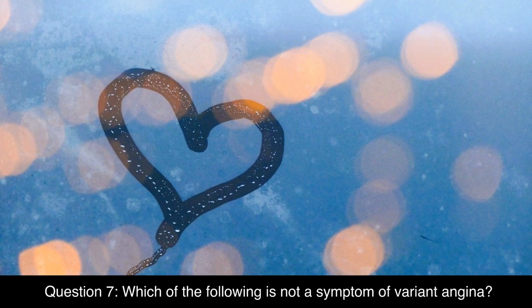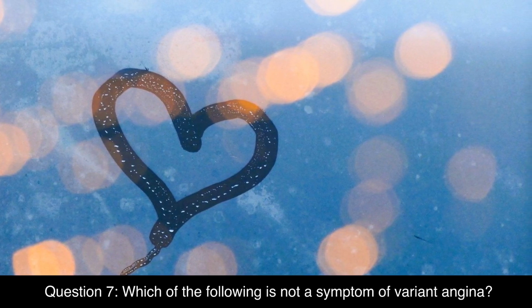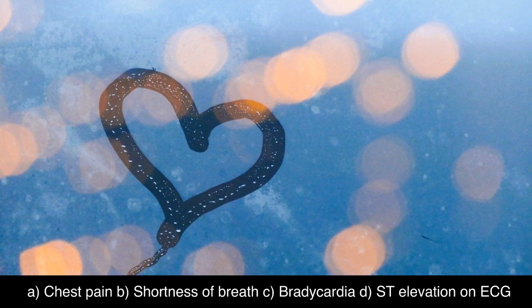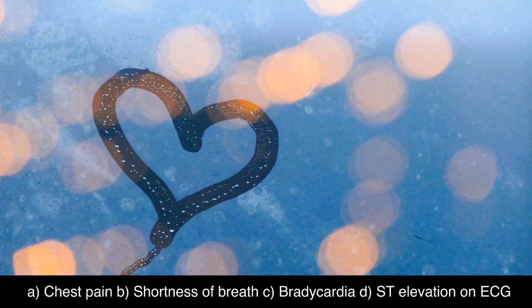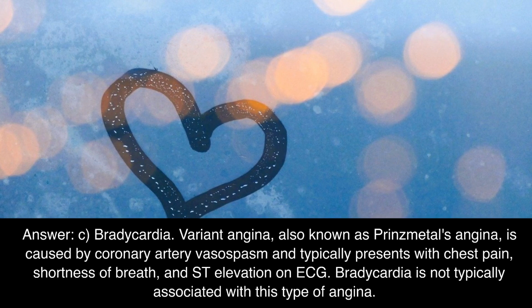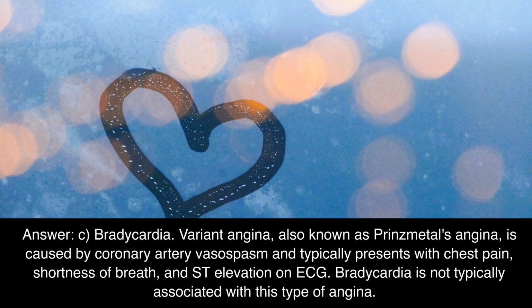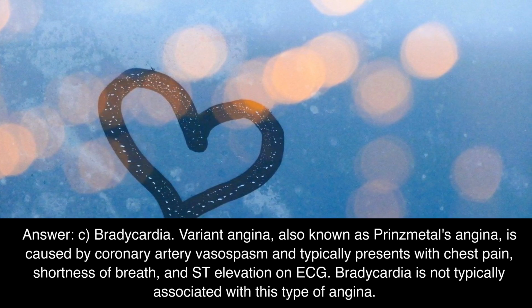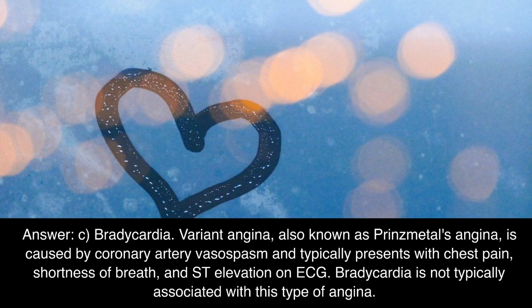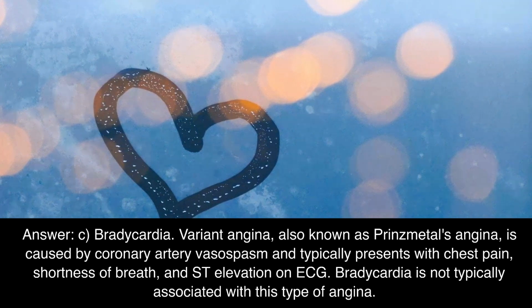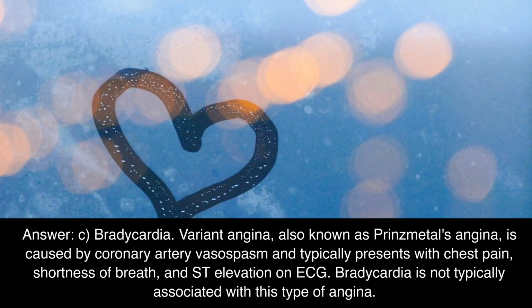Question 7. Which of the following is not a symptom of variant angina? A. Chest pain. B. Shortness of breath. C. Bradycardia. D. ST elevation on ECG. Answer. C. Bradycardia. Variant angina, also known as Prinzmetal's angina, is caused by coronary artery vasospasm and typically presents with chest pain, shortness of breath, and ST elevation on ECG. Bradycardia is not typically associated with this type of angina.